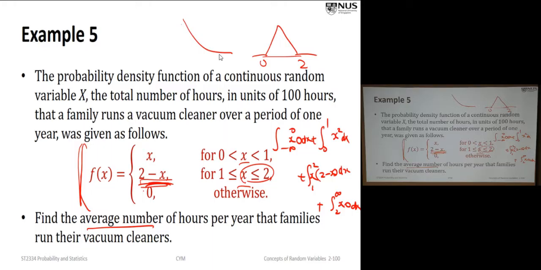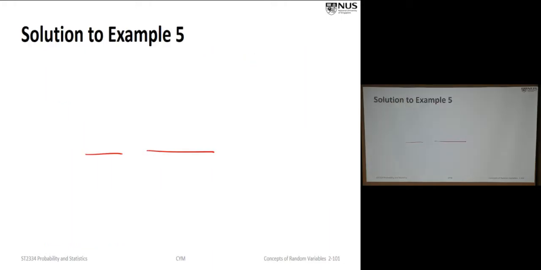Although you don't expect the vacuum cleaner will work for 10 years, 100 years, a million years, right? But that's how we usually represent it. All right. This is not a very reasonable one. So after 200 hours, it will not work. All right.